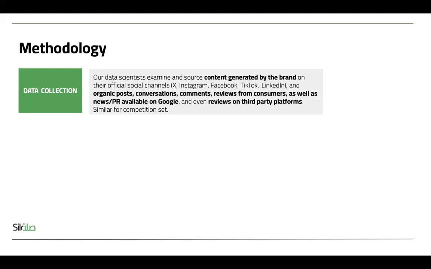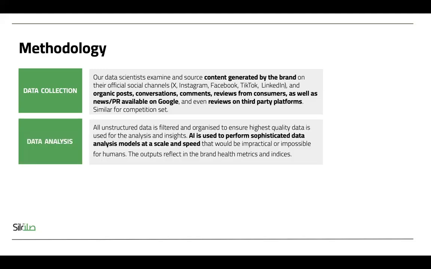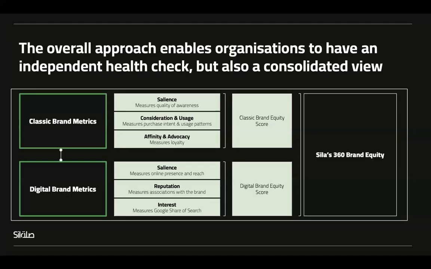All that gets taken into account when you're looking at what I talked about in terms of salience, reputation, and associations. So all these sources of information are tapped into. And of course, there's AI at the back of everything, used to perform these sophisticated data analysis models, because I'm talking about millions of data points amongst hundreds of thousands of people, that get taken into account while collecting the data, analyzing the data, and especially arriving at the brand health scores and brand health performance indicators.